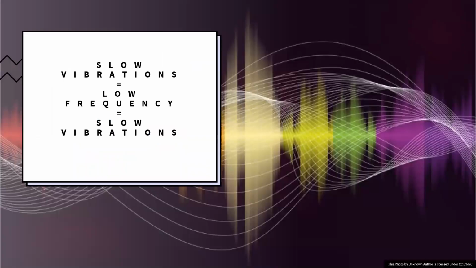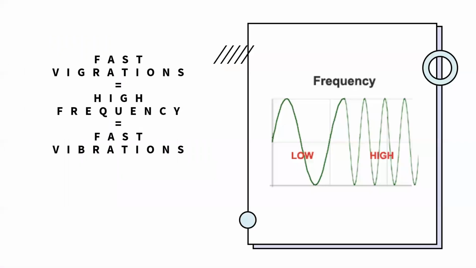Okay, there we go. So, in the background right here, it is just kind of showing you how slow vibrations equals low frequency. So, yes, it kind of repeats itself, but it's really important for you guys to understand that slow vibrations equals low frequency. And then fast vibrations equals high frequency, back to fast vibrations.